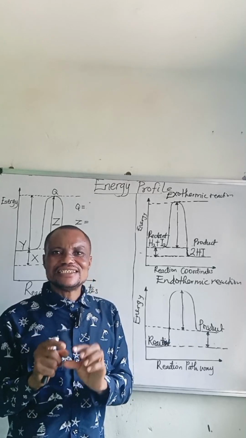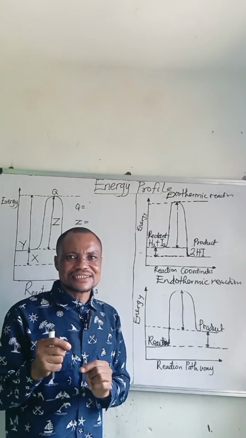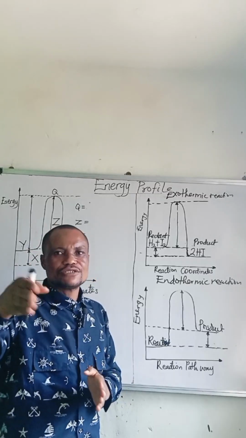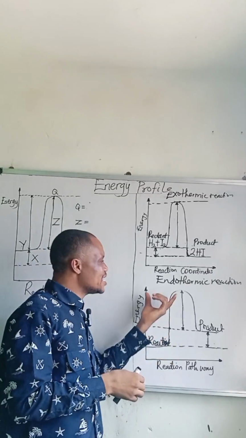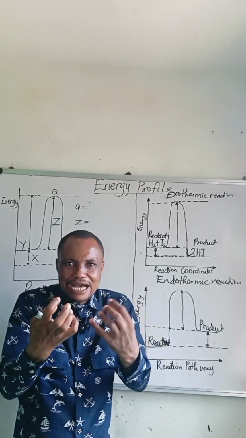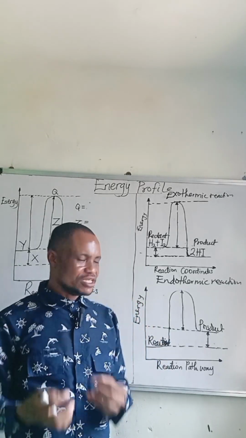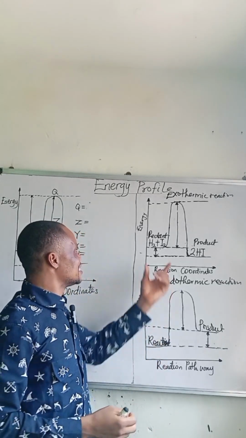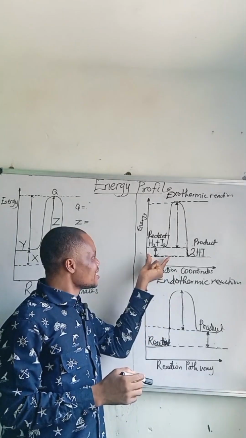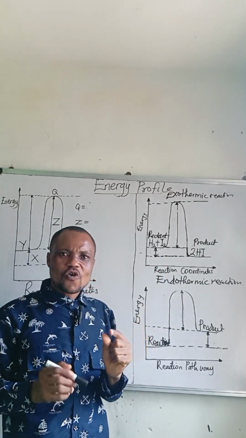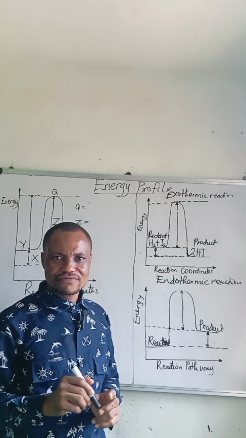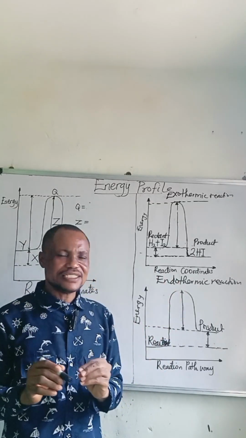Exothermic reaction is the type of reaction whereby heat is given off or liberated to the surrounding, while endothermic reaction is the type of reaction whereby heat is absorbed from the surrounding. Now, another thing is that the heat change or the enthalpy change of the reaction is negative. What then is enthalpy change?